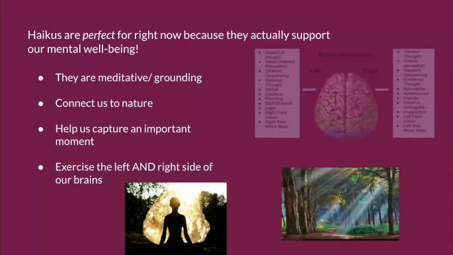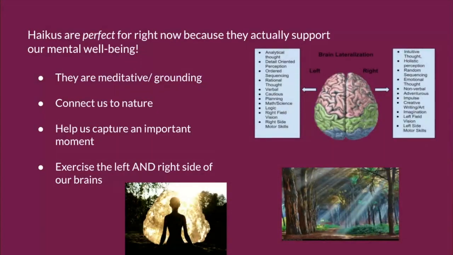And they exercise both the left and the right side of our brains. On our left side of the brain, we've got planning, we're detail oriented, we're ordering our sequences, that's all left brain stuff. And then on the right side, that's the creative writing, that's the emotions that are coming out, the feelings we want to express. That all comes together in this form of writing.